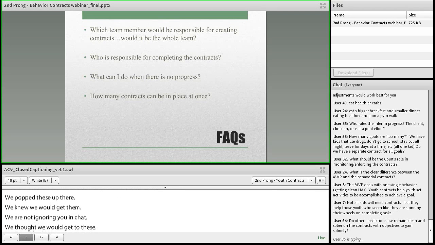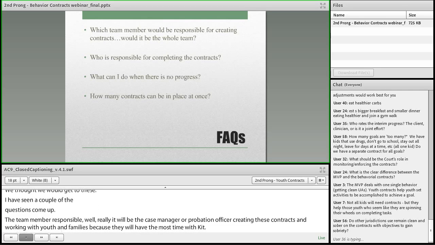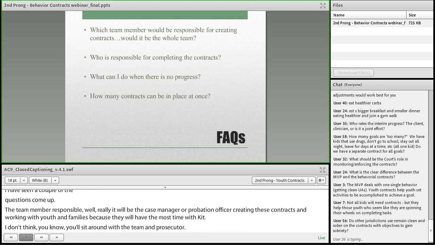really it's going to be the case manager or the probation officer creating these contracts, working with the youth and families, because they're going to have the most time with the kid. I don't think you're going to sit around with the team and the prosecutor and the PD to develop a contract. You're going to work with the youth and family to do this, the case manager, the probation officer, using the information that they have to help construct attainable goals that align with your phases.